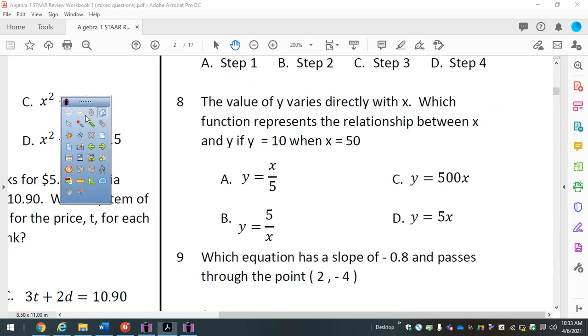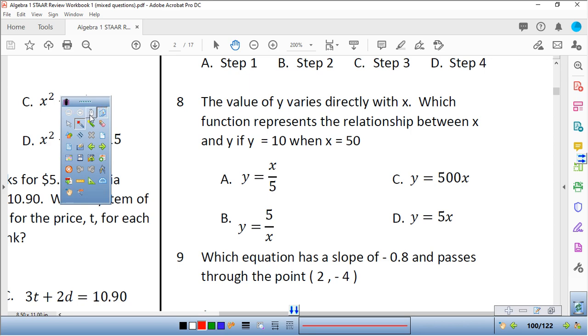Varies directly. In which function does y vary directly with x? This is the most basic. Just plug them in. You will get this one. There are so many different ways, but this goes back to 6th grade. Just plug it in, save your mind some power. y is 10, divided by 50, divided by 5. Pretty easy, right?